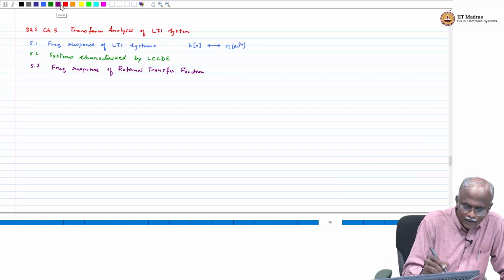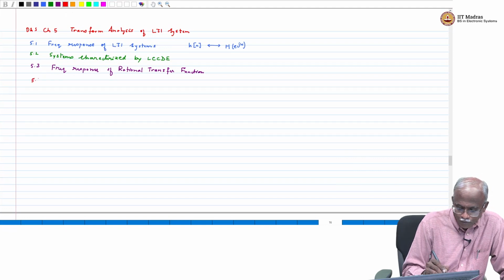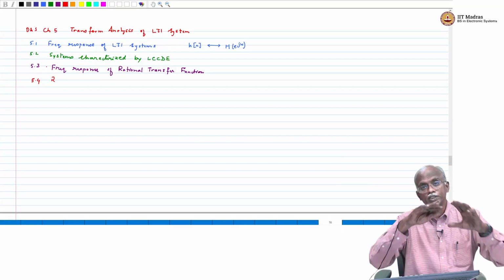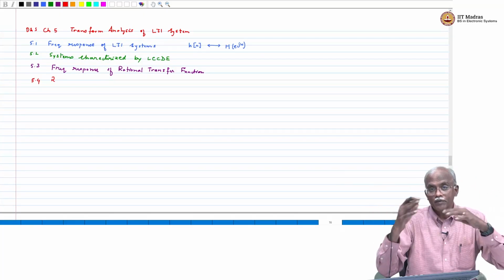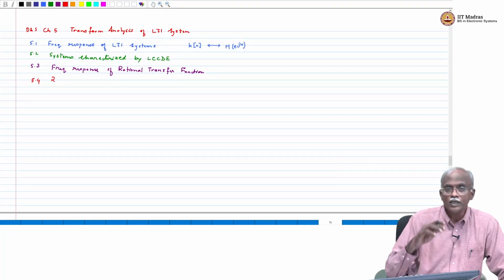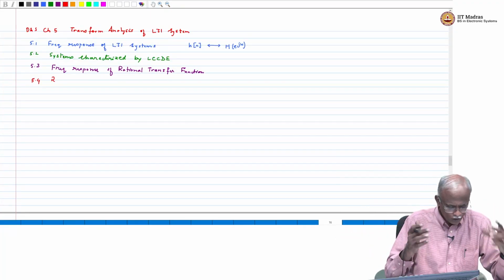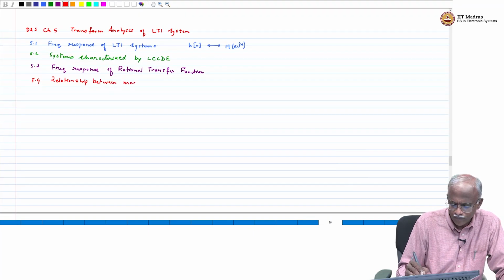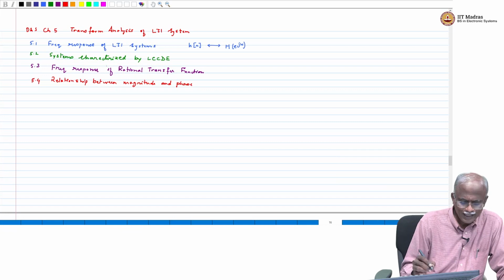And for that we will be studying in section 5.4 the relationship between magnitude and phase. How does the magnitude vary? How does the phase vary? What is the contribution of poles, what is the contribution of zeros? We're going to be looking at that. Relationship between magnitude and phase, a very important aspect.